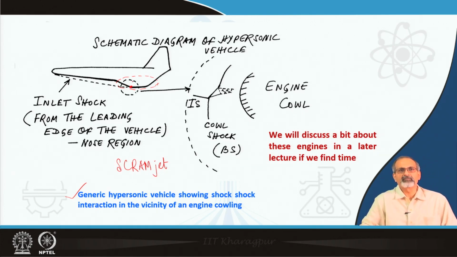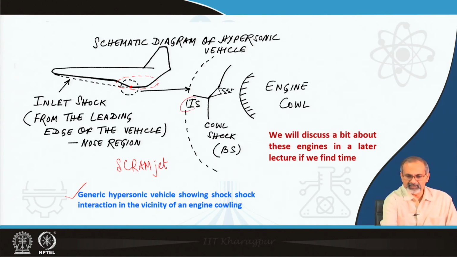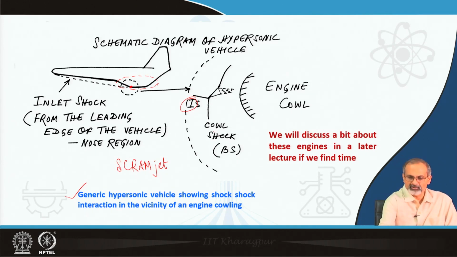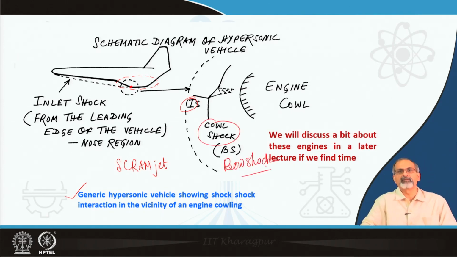The inlet shock from the leading edge of the vehicle, the nose region, is going to propagate downstream and essentially meets the engine cowl, and that is the incident shock or IS marked over here. And then we have a blunt leading edge of the engine cowl, which gives rise to a cowl shock, which is basically a bow shock, and the incident shock meets the bow shock here, and different kinds of interactions are possible.